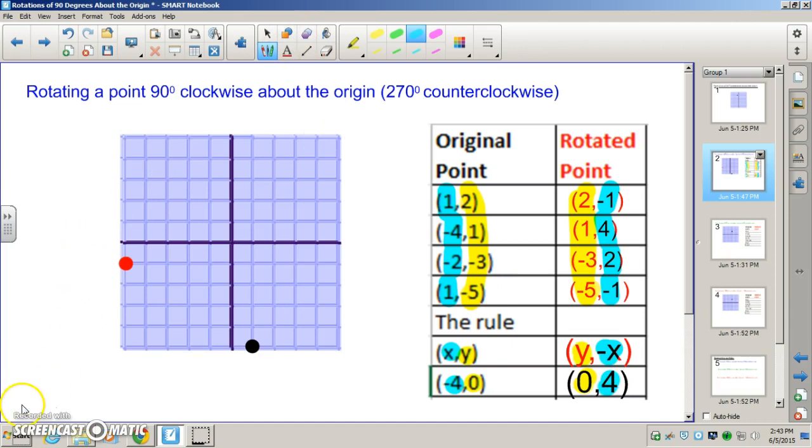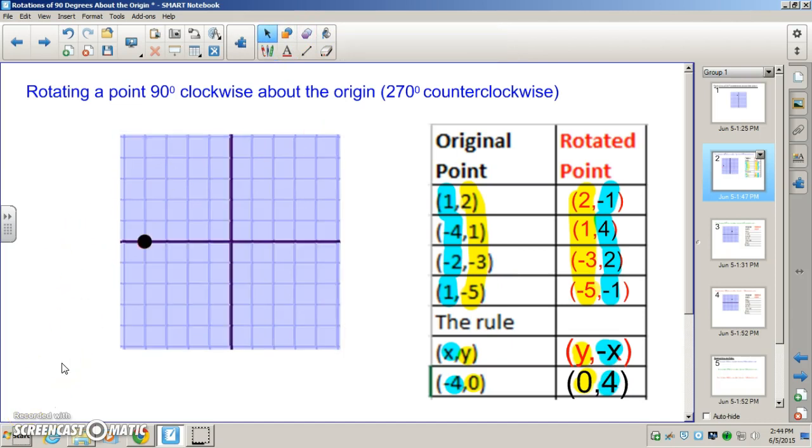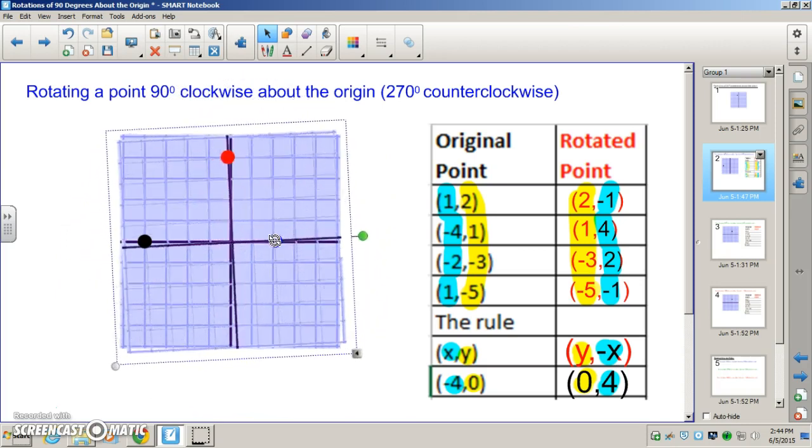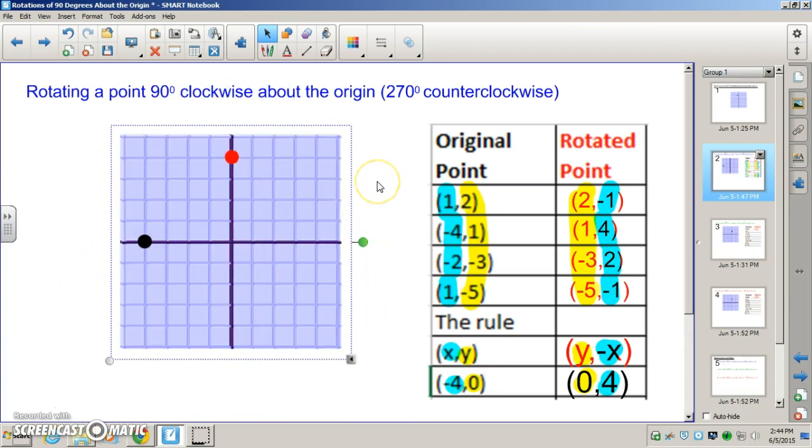So let's see if I am right. I've set up the point at -4, 0, and as I rotate it up, my prediction is it's going to go to 0, +4. Rotating up, and it does land on 0, +4.